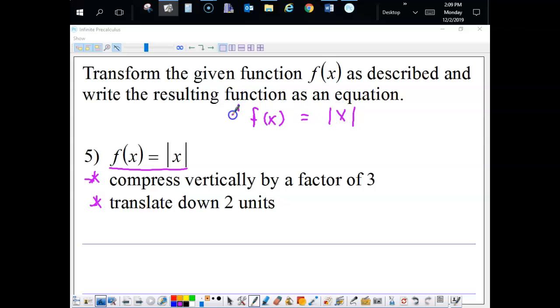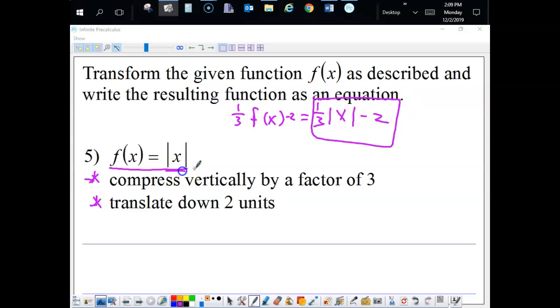So I'm going to put 1 over 3 here and 1 over 3. That's a vertical compression. Next, it says translate it down by 2 units. So look at your notes. When you translate down, what do you do? You minus the number. So it's going to be like that. So here's your answer. Go ahead and box that.